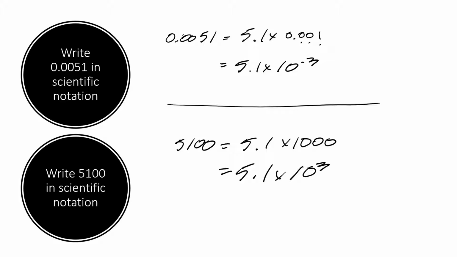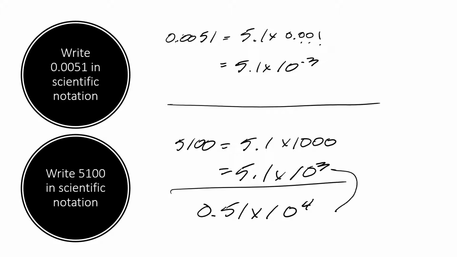You can write this if you want. Sometimes you'll see a number like this, where it's the same number, written like 0.51 times 10 to the fourth. Okay, and I'll leave that to you to understand why these two numbers are essentially the same. Try and work that out yourself. All right.